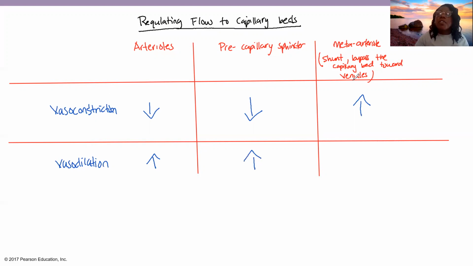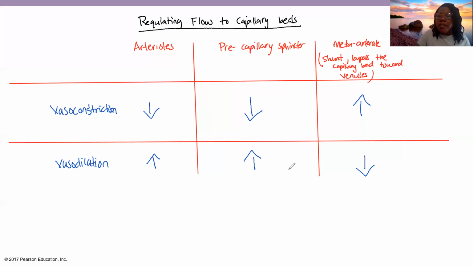Meta-arterioles, again, thinking about the function of meta-arterioles, because they're shunting away from the capillary bed and back toward the venule, if I vasodilate that meta-arteriole, if I open up that meta-arteriole, then I am going to decrease how much blood is going to the capillary bed and then increase how much blood is shunting away from the capillary bed going back to the venule. So if I vasodilate my meta-arteriole, I decrease my flow to the capillary bed. Okay, really, really important there.